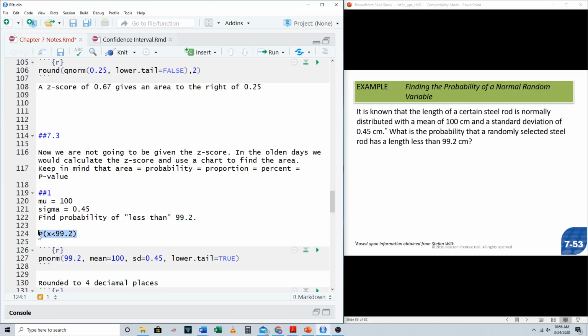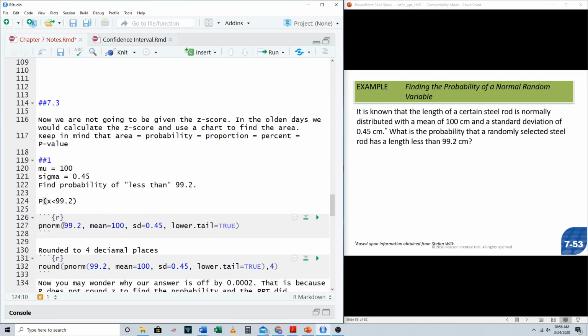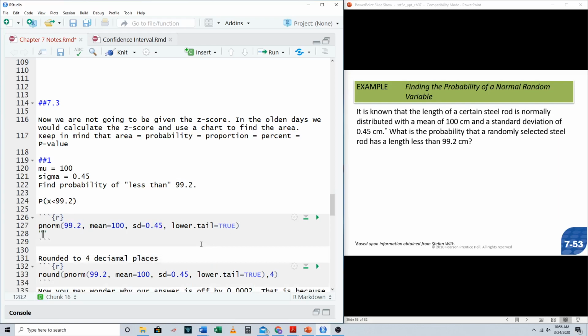So this is how you write it, probability of x being less than 99.2. The only difference is, instead of just typing in the z-score, we type in our x value. So I'm going to put this in quotations so you know it should be pnorm. I'm just going to copy this. This is pnorm, the x value, mean equals mu.